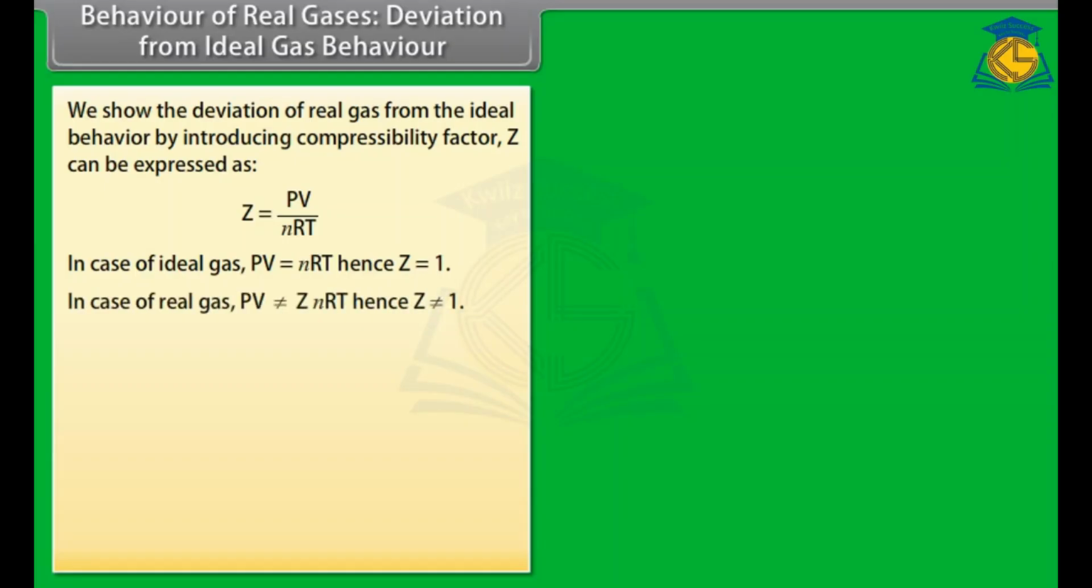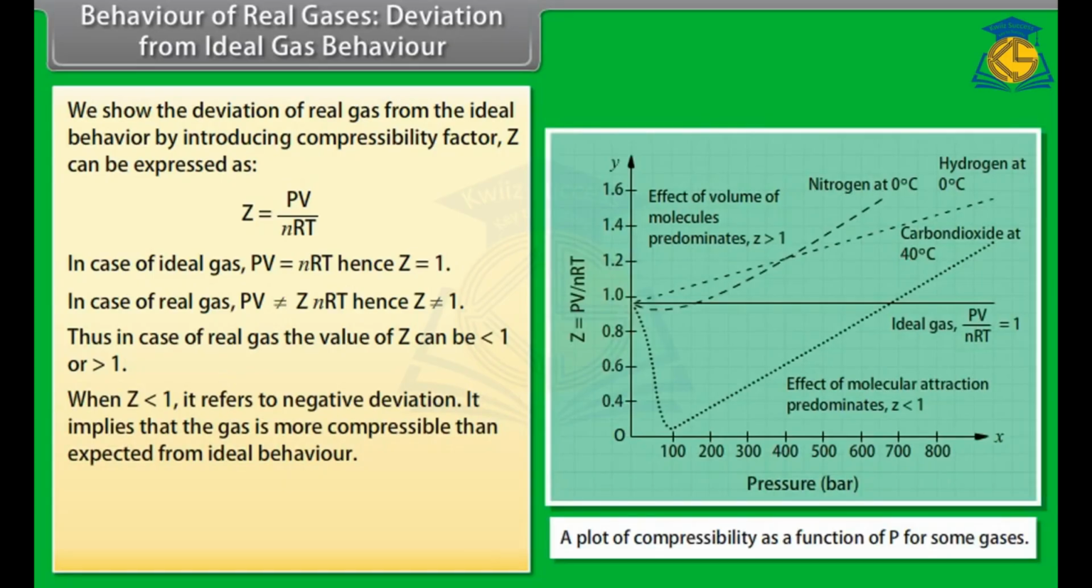In case of real gas, PV ≠ ZnRT. Hence, Z ≠ 1. Thus, in a case of real gas, the value of Z can be less than 1 or greater than 1. When Z is less than 1, it refers to negative deviation. It implies that the gas is more compressible than expected from ideal behavior.